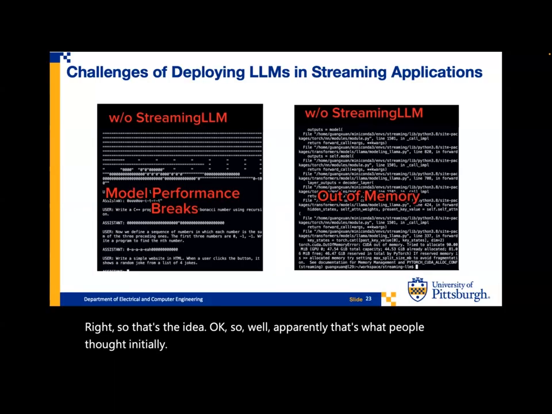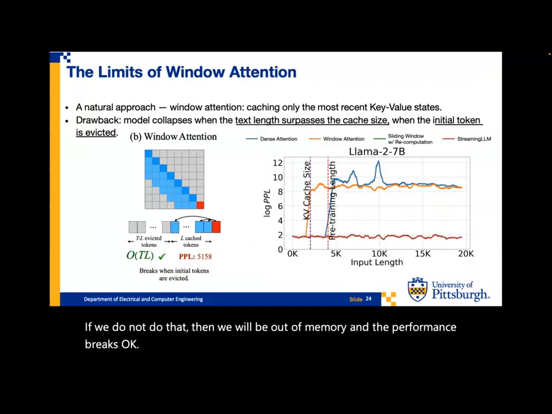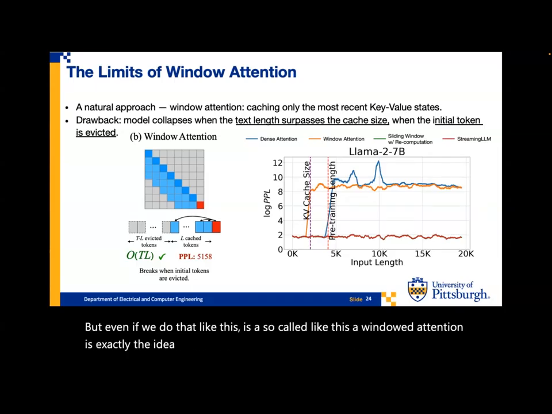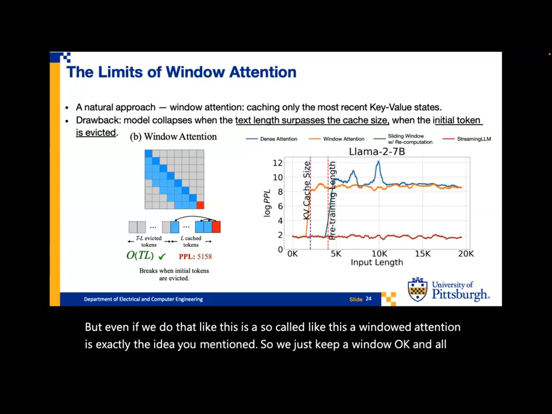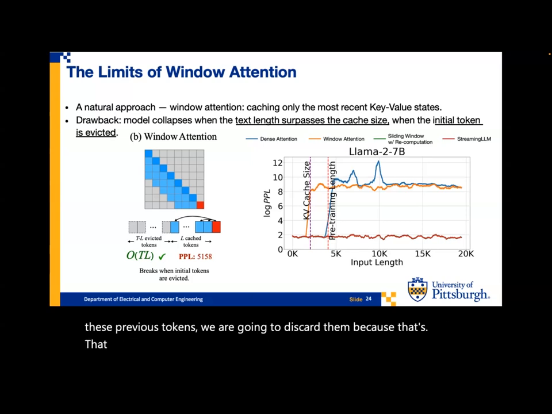If we do not do that, then we will be out of memory, and the performance breaks. But even if we do that, this so-called windowed attention is exactly the idea you mentioned. So we just keep a window, and all these previous tokens we are going to discard because that's all we can hold.